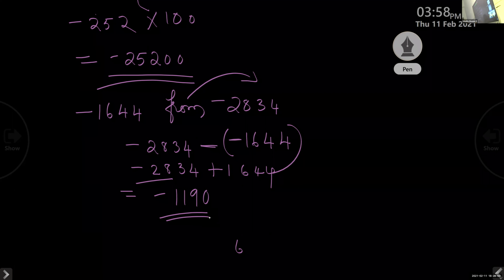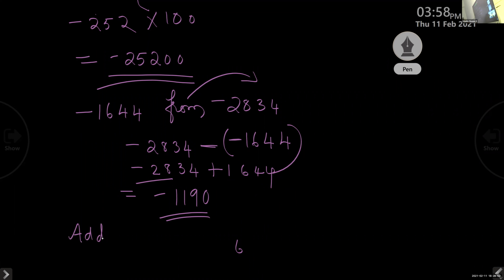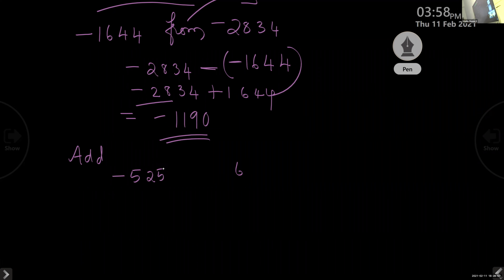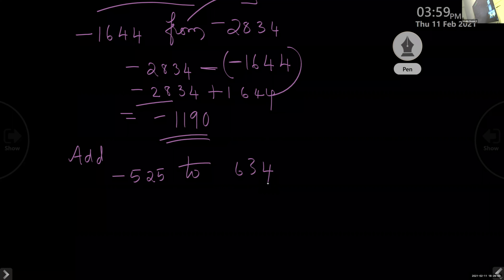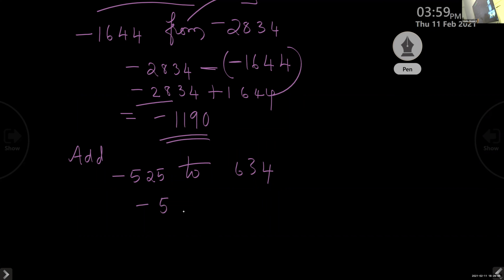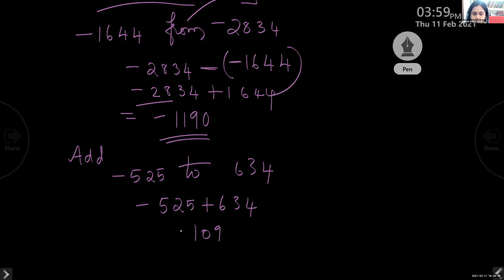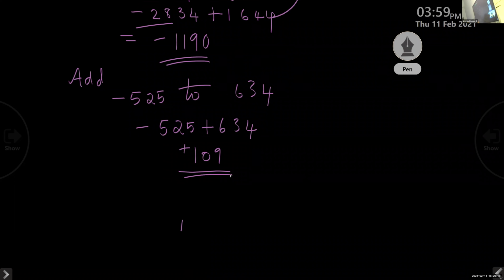Now last one, add negative 525 to 634. So what to do? Simply add, isn't it? Find the difference and put the sign of the greater number. One is negative, one is positive. You will get the difference as 109 and it is positive. The greater number is positive, so the answer is positive.